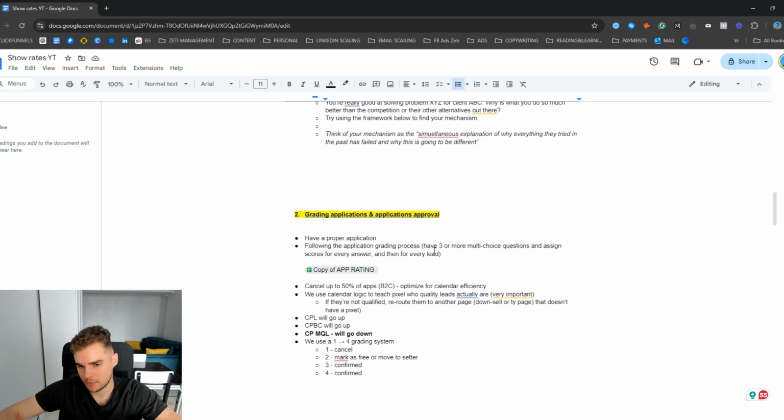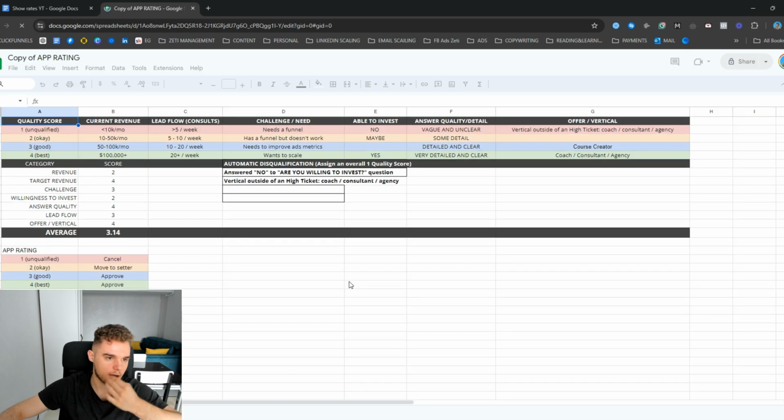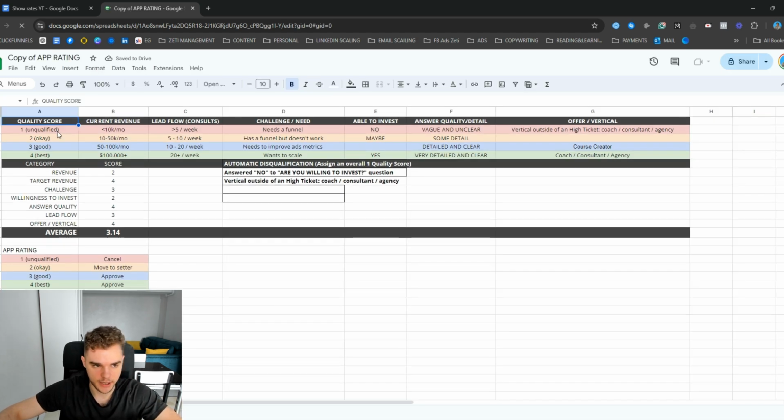This means that you're going to have three or more multi-choice questions, and you want to assign a score for every single answer and then for every single lead. So let me show you an example here just so you see how this is going to look. Essentially, as I said, we want to assign a score for every single lead that we're going to have. Okay, so here we have the score in this particular example. As you can see here, we have multiple questions which are qualifying questions, and we have multiple answers that are going to be assigned from 1 to 4, 1 being the worst, 4 being the best.